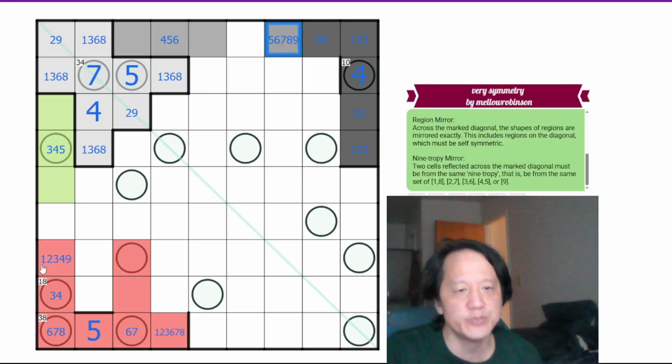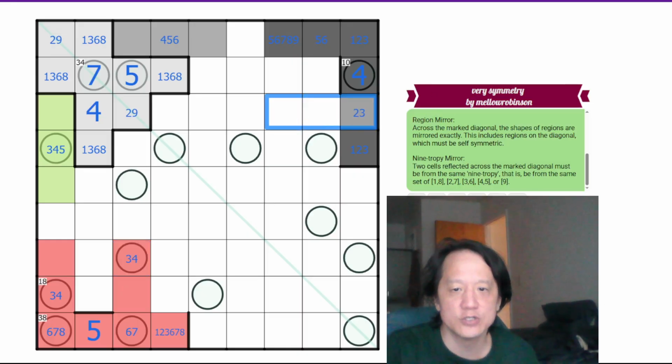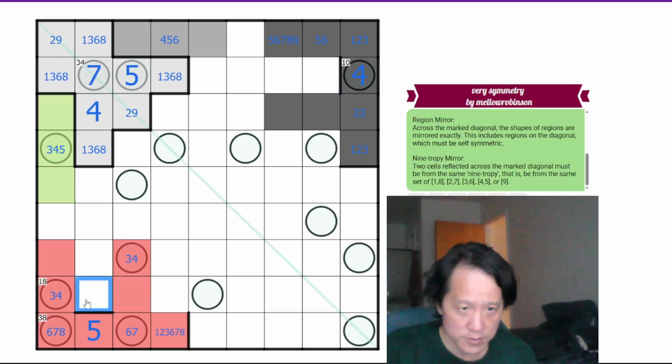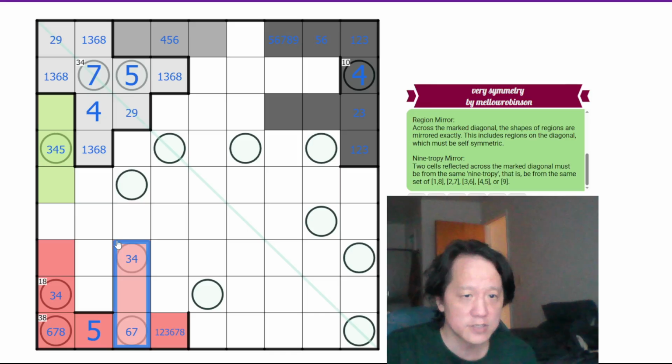These could be the same digits, so we don't actually have any information there. This, though, does see 3 or 4, and it must match this way because of the mirror. So this is a different digit. This is a different digit. It has... So this sees 6 or 7 guaranteed, I think.